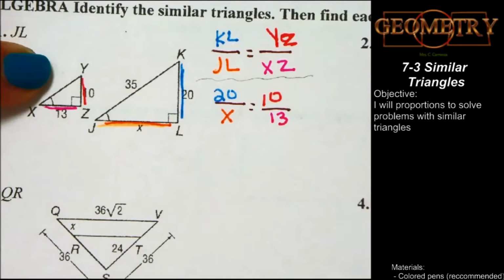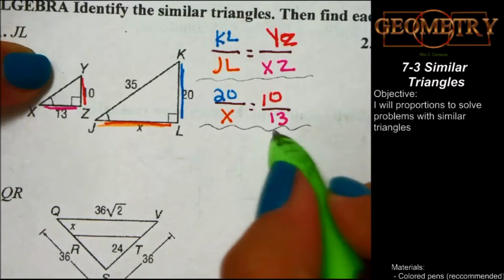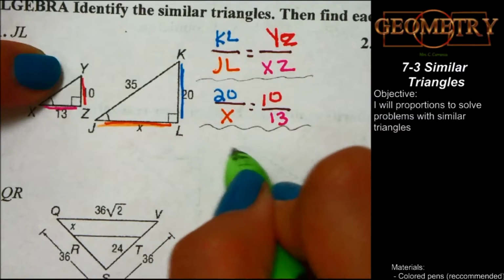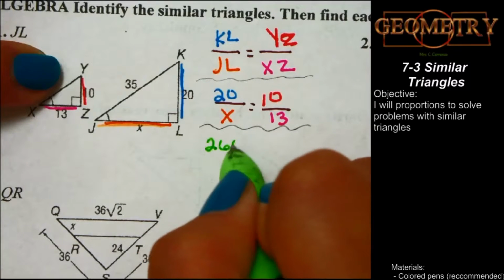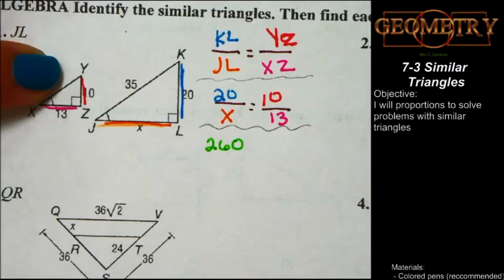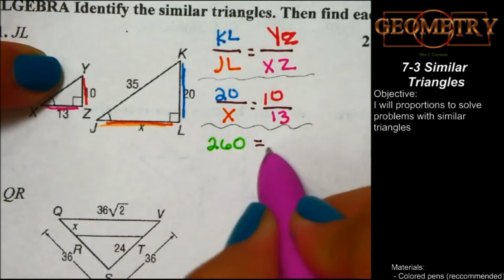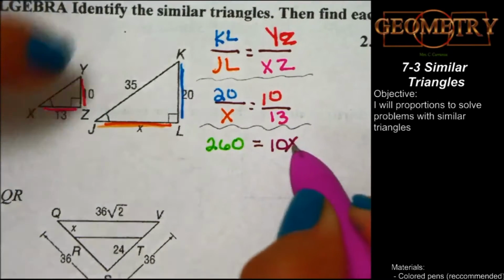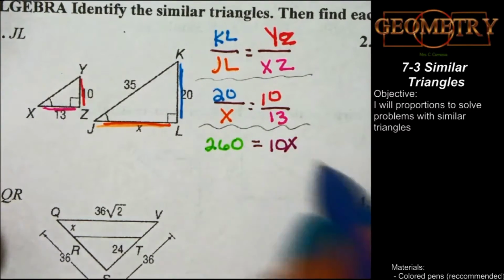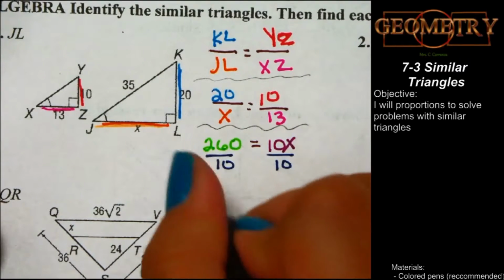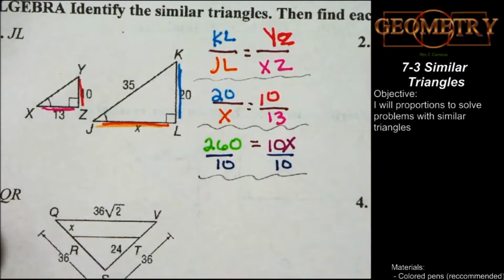Now, whenever I have one fraction equal to another fraction, I can cross multiply. So cross multiplying is going to give me 13 times 20, which is 260, and on the other side I'm going to have 10x. I'm going to divide both sides by 10 because I'm trying to get x by itself. And when I finish that division, I will have x with a value of 26.